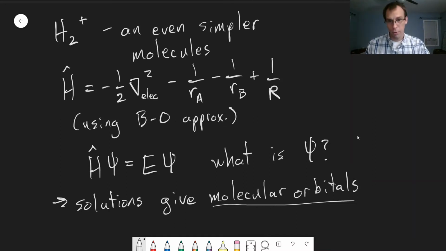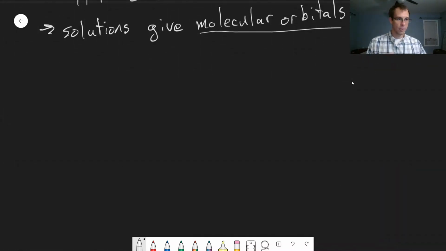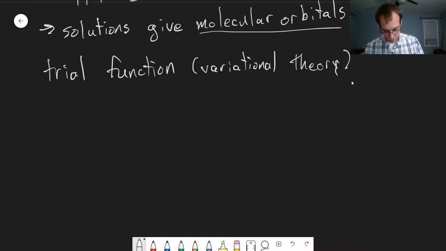Now, how are we going to solve this? Well, we need to use some sort of variational theory or perturbation theory approach. So we'll look at a variational theory approach. All right, and so we need a trial function. And one common trial function that's used in this sort of idea when we're looking at molecules, so just to be clear, this is a variational theory, is to take our atomic orbitals and add and subtract them, right? Take what we call linear combinations of atomic orbitals.